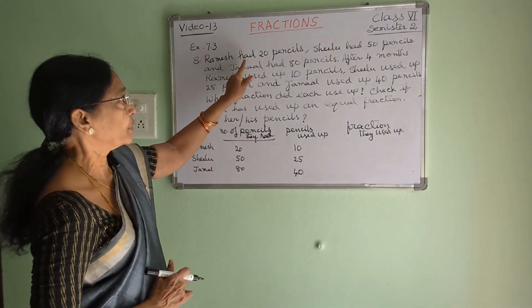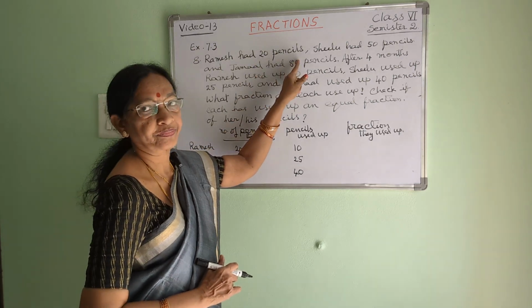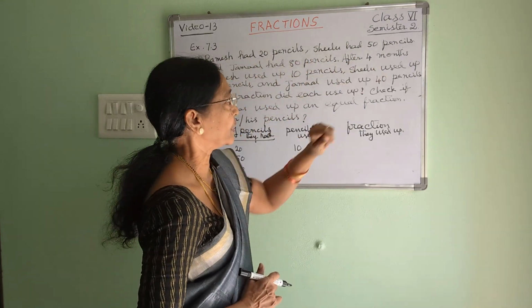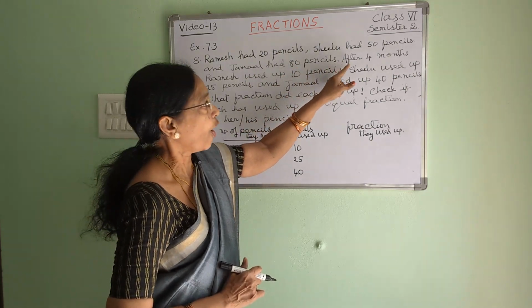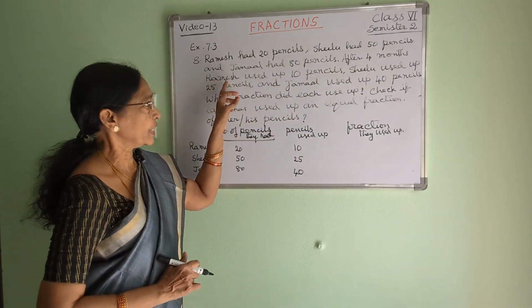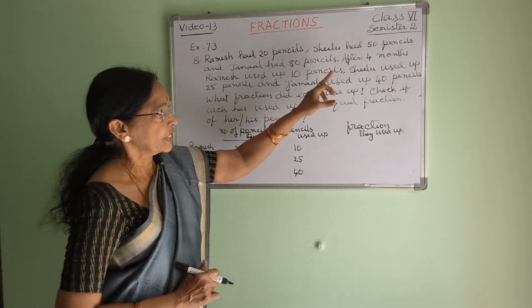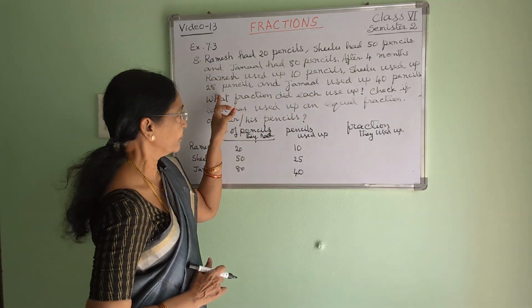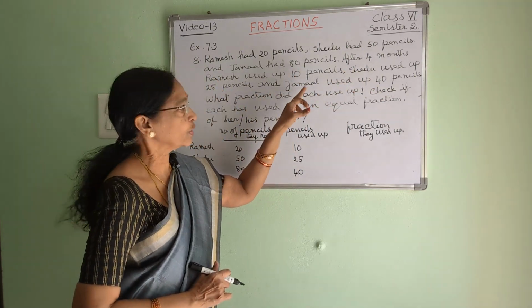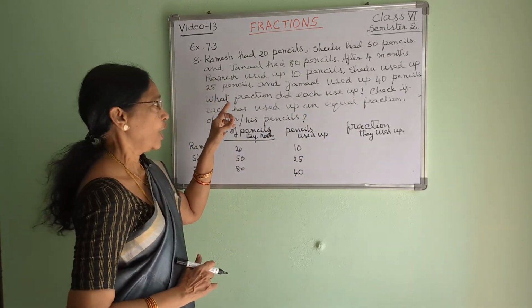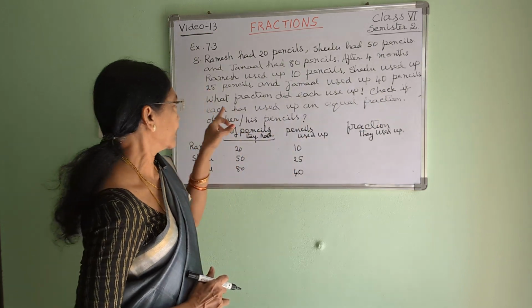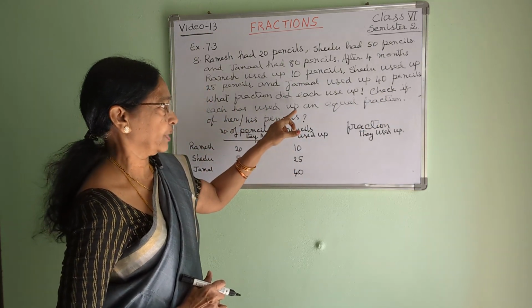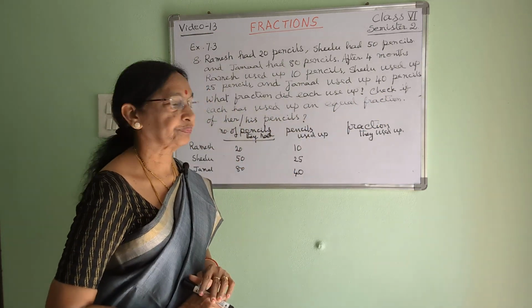8th problem. Ramesh had 20 pencils. Sheelu had 50 pencils. And Jamal had 80 pencils. After 4 months, Ramesh used up 10 pencils. Sheelu used up 25 pencils. And Jamal used up 40 pencils. What fraction did each use up? Check if each has used up an equal fraction.